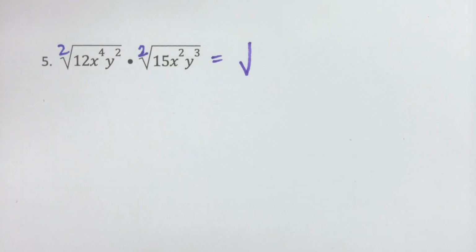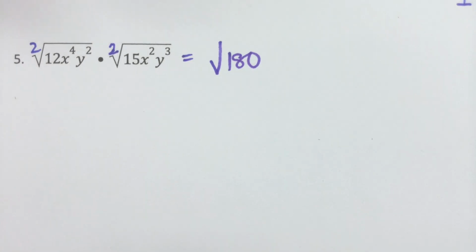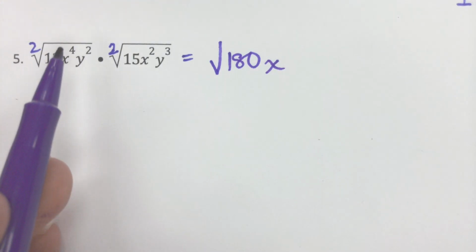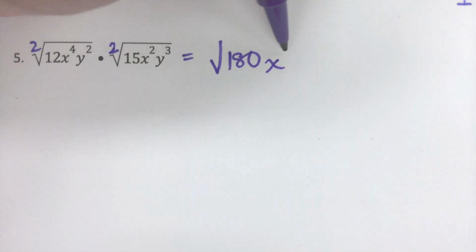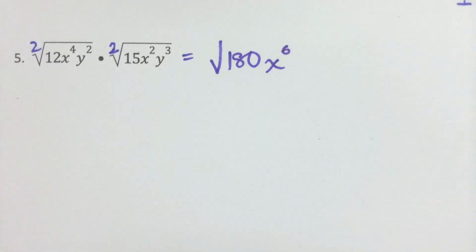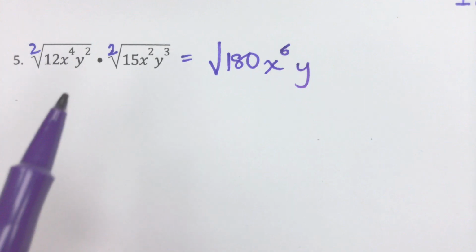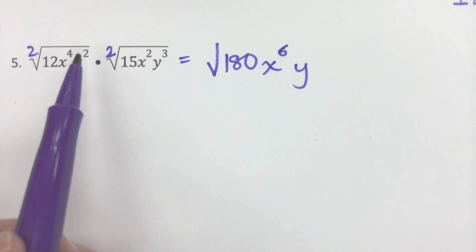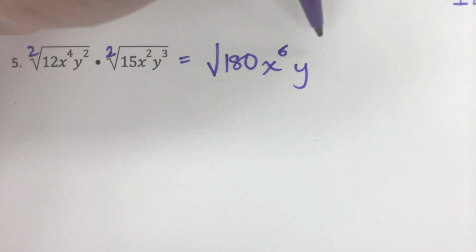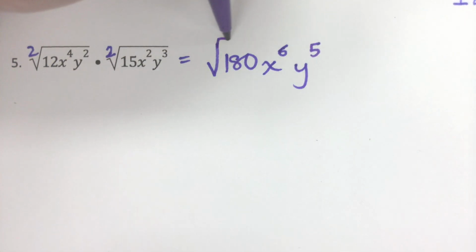12 times 15, that's 180. X to the 4th times x squared. Again, be careful. This is not going to be 8. It's 4 plus 2 when we do the multiplication. So it's x to the 6th. Same thing with the y's. Y squared times y cubed, we're going to add 2 plus 3 is 5. It's not going to be y to the 6th.